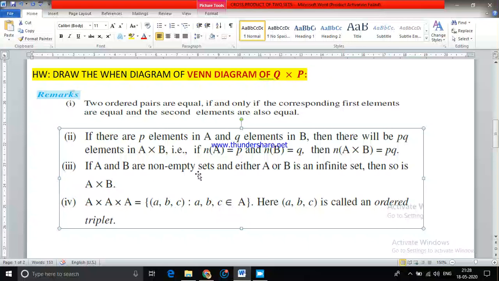Now we discussed the ordered pair, the cross product of two sets. Now the Cartesian product of three sets. If I have A cross A, then (a, b, c) such that a, b, c are all elements from A only. So instead of A, A, if I have A cross B cross C, the Cartesian product of three sets, then I have to say a belongs to A, b belongs to B, and c belongs to C. That way you can say. So these are not ordered pairs, these are ordered triplets because three elements are there. So we call it an ordered triplet.